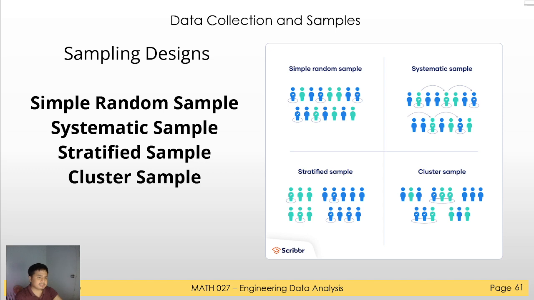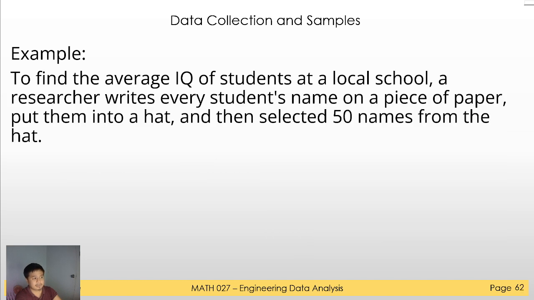Okay? So let's have an example on scenarios wherein we utilize these sampling designs, and let's analyze or classify what sampling design they use. So for this first example, find the average IQ of students at a local school. A researcher writes every student's name on a piece of paper, puts them into a hat, and then selects 50 names from the hat. So what is this? Since we have a random ballot, basically a raffle, then this is a simple random sampling method.